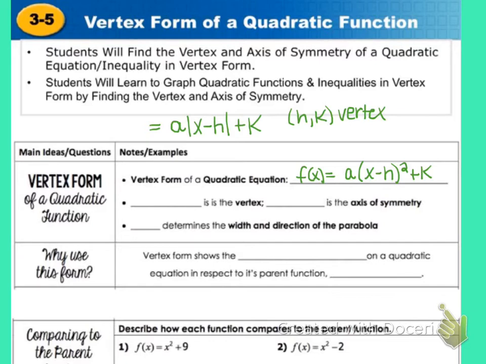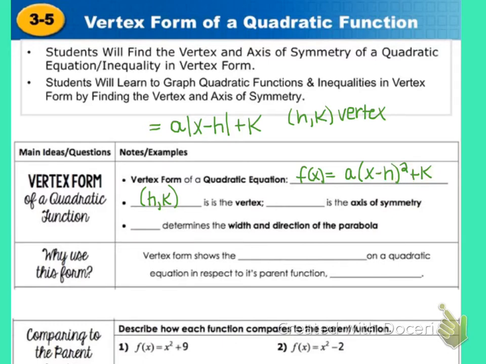Now for a quadratic in vertex form, the vertex is the coordinate (h, k). And again, the h is the thing that's being subtracted from x, and the k is the thing that's being added on the end. That's the actual vertical slide amount.